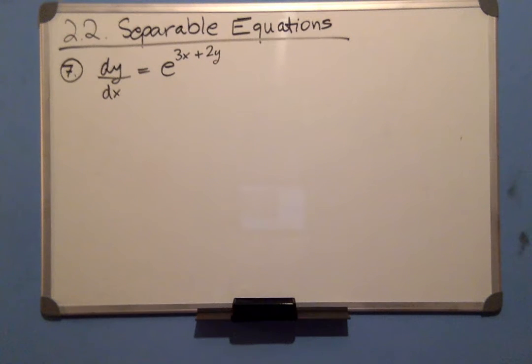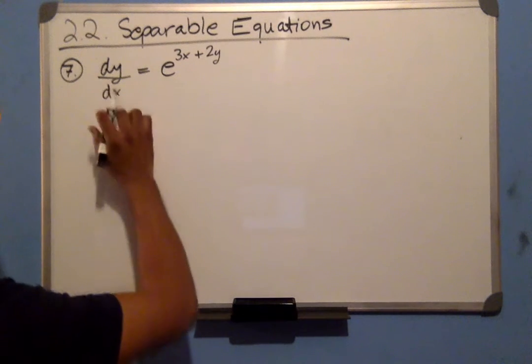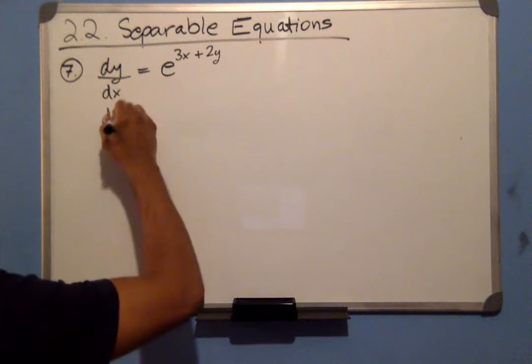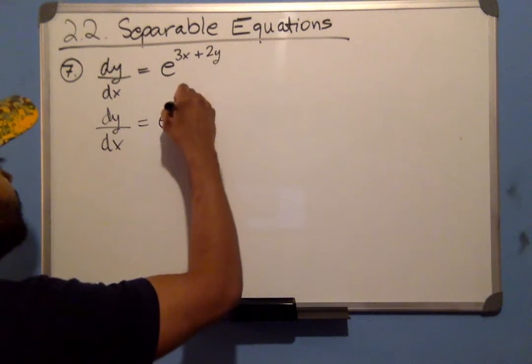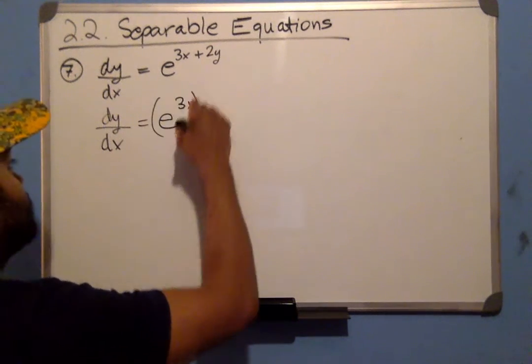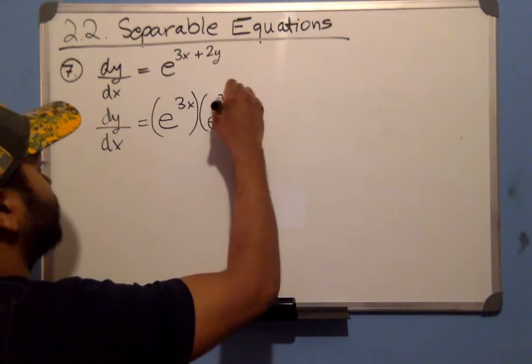Chapter 2.2, Separable Equations. So we have dy by dx is equal to e to the power of 3x plus 2y. So basically the takeaway from this question is kind of a review of your powers of e, okay? So we could rewrite this as dy by dx is equal to e to the power of 3x multiplied by e to the power of 2y.